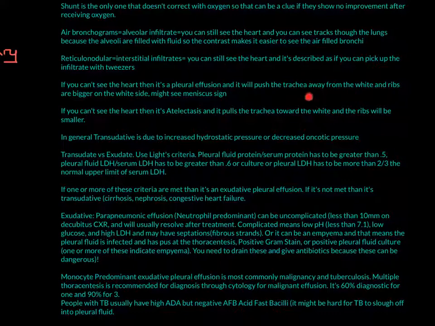And so the next point is, in general, transudative versus exudative. Transudative is caused by increased hydrostatic pressure or decreased oncotic pressure. Now remember, in cirrhosis, liver damage, or nephrosis, kidney damage, there's decreased oncotic pressure, which means there's less protein in the blood. So if there's less protein, that water in the blood will end up going into the tissue, which would cause increased flow into the tissue.